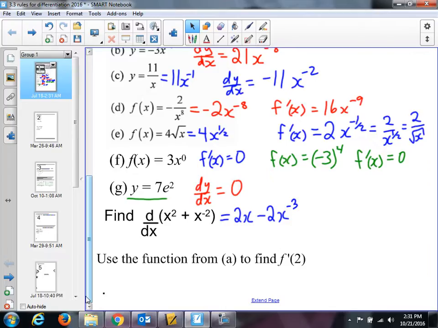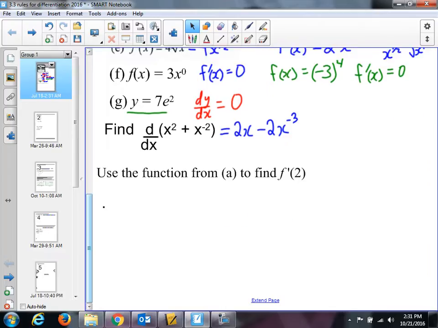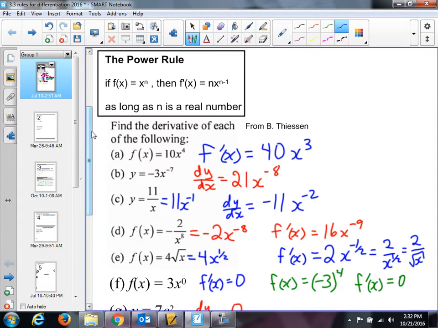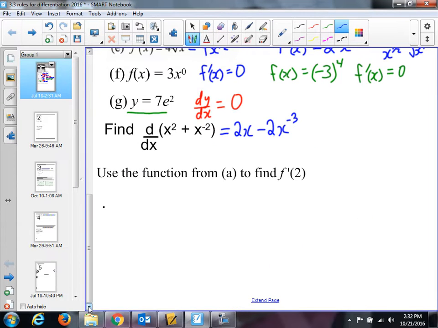You take your f prime expression, right? And our f prime expression is 40x cubed. So we're just going to take this. F prime of 2 is 40 times 2 cubed. So typically you would have an f of x equals 10x to the 4. Evaluate f prime of 2. So your first thing is find the derivative, then plug into the derivative.